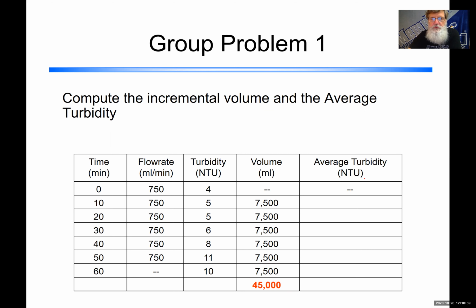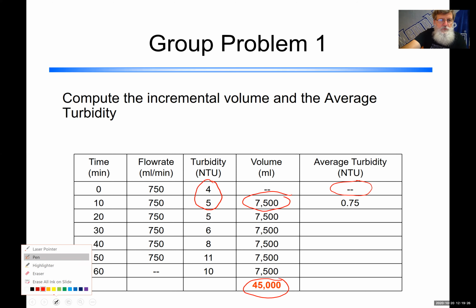So again, at time equals 0, we have nothing. So what will it be at 10 minutes later? Well, we're going to average the two values at the beginning and end of the time interval, 4 and 5. We're going to multiply it by the volume treated, 7,500 milliliters, and then divide by the total. So I got 0.75 NTU. Hopefully you got the same.